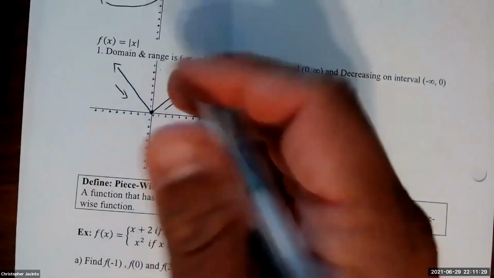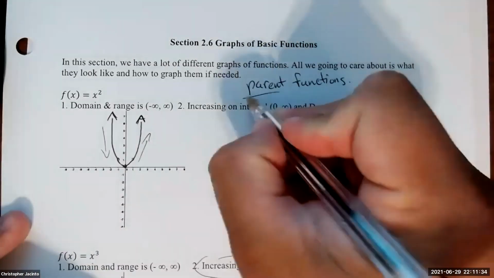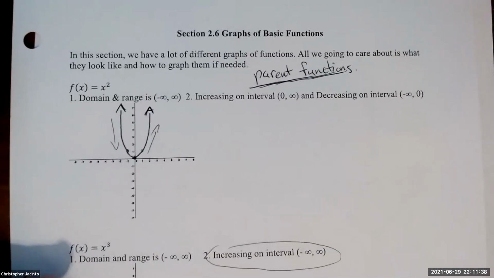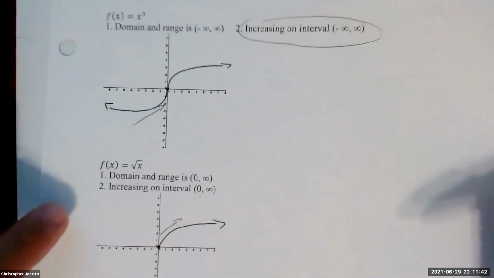So like I said, we have 1, 2, 3, 4, 5. These are called parent functions. And again, you'll get more understanding of what I mean by a parent function in 2.7. But for now, all we care about is understanding what they look like. If we have x squared, what does that look like? If you have absolute value, what does that look like? And so forth down the line.